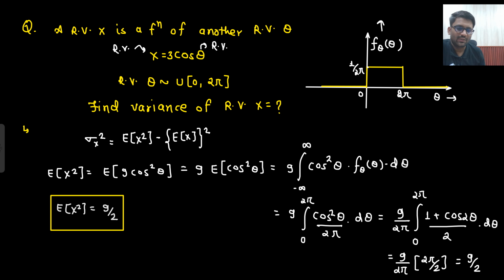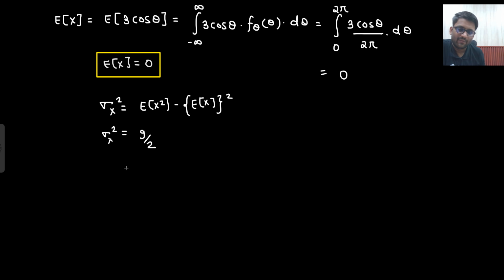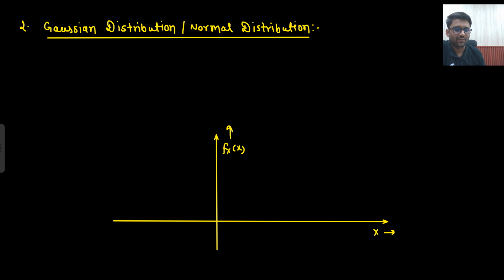So expectation of x is 0, expectation of x square was 9 by 2. So what are they asking? Variance. Variance would be equal to expectation of x square minus expectation of x whole square. So variance would simply be expectation of x square, which is 9 by 2. Very simple, right? Very straightforward. Just follow the process, whatever has been told to you, and your answer will be done.